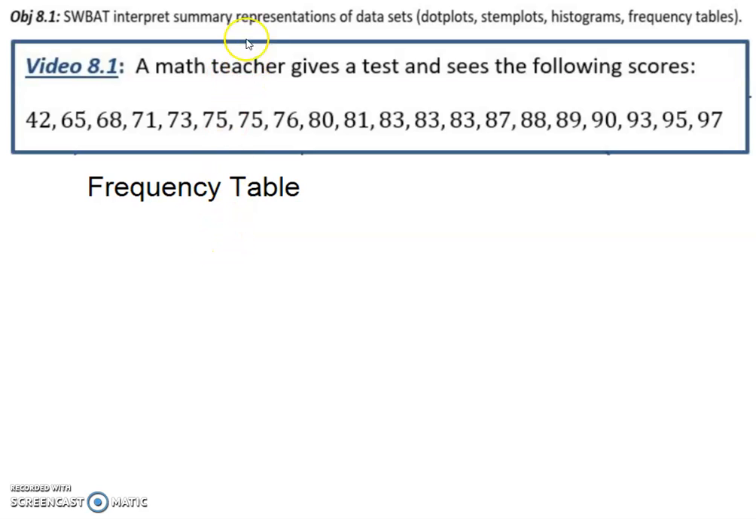Hello. Today we're going to interpret summary representations of data through pictures and tables. There's going to be 4 slides that I go through in this video. First, we're going to do frequency tables.